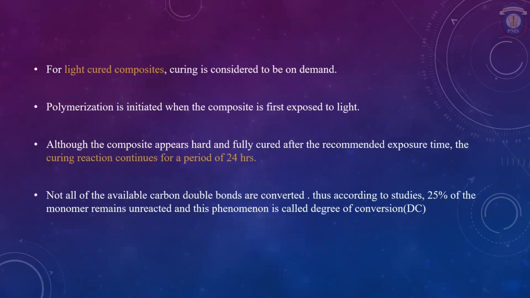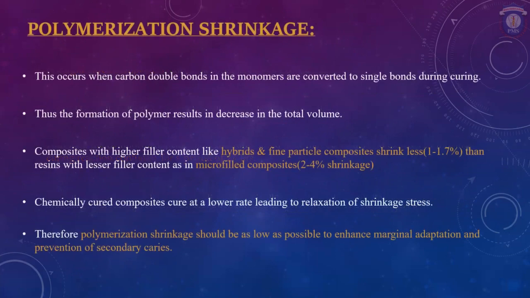For light cured composites, curing is considered to be on demand, and polymerization is initiated when the composite is first exposed to light. Polymerization shrinkage is a main problem with composite, and it occurs when carbon double bonds in the monomers are converted to single bonds during curing.